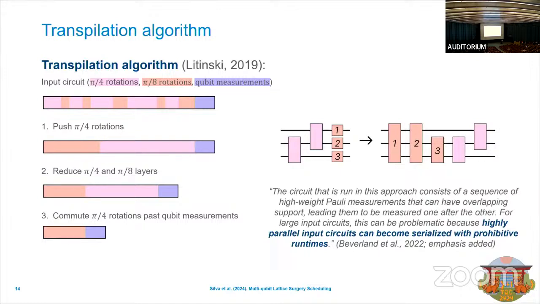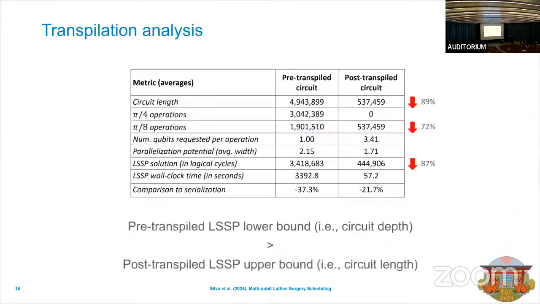One known feature of this algorithm is that when we are doing this first operation here, pushing the pi4 rotations, I have an example here for pi4s here and pi8s here. When we do the commutations for the pi8s, they tend to become heavier. So they tend to require more qubits once I commute them. So in the literature, I brought this citation here, that highly parallel input circuits can become serialized with prohibitive runtimes because of this algorithm.